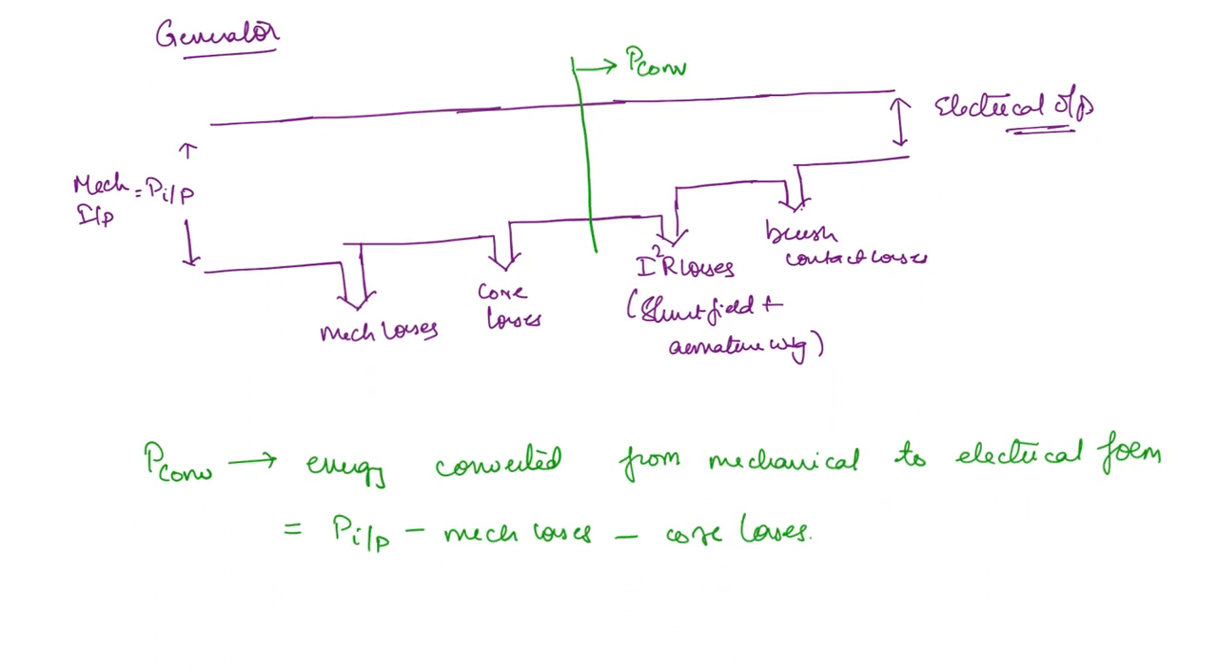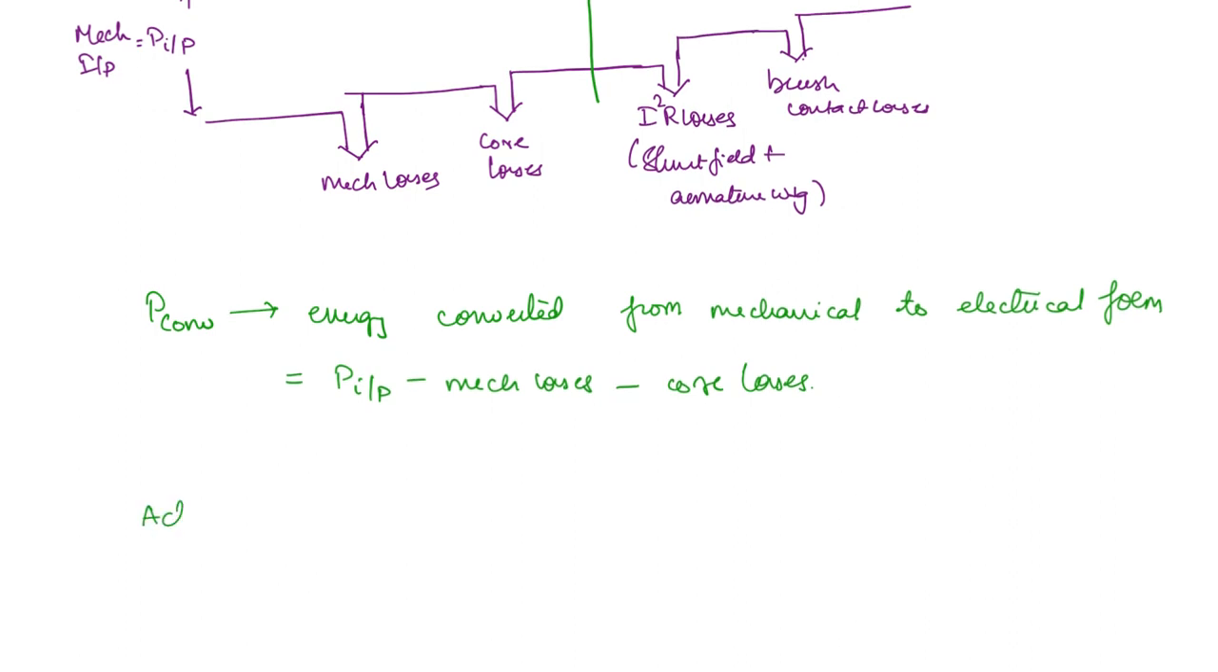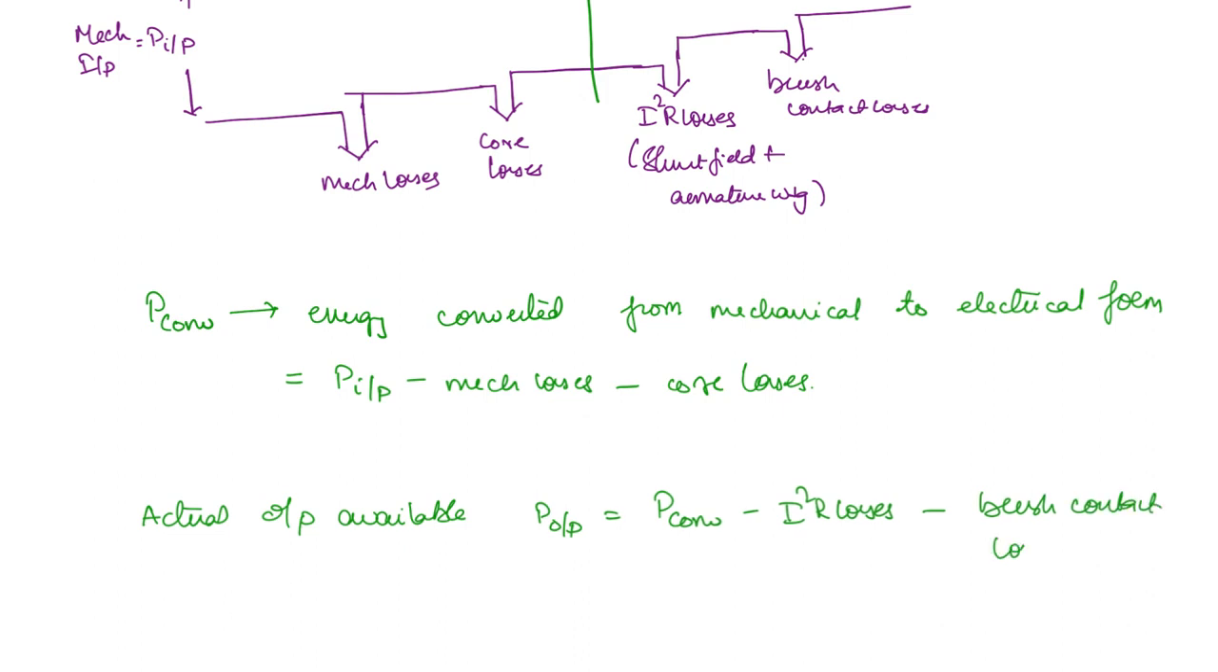Then what is the actual output available? This is not equal to the converted. What will it be? P output is equal to, from the converted energy, you have to subtract the copper losses or the I square R losses as well as the brush contact losses. Then you are going to get the actual output that is available. So this is the power flow diagram and the terms for a generator.